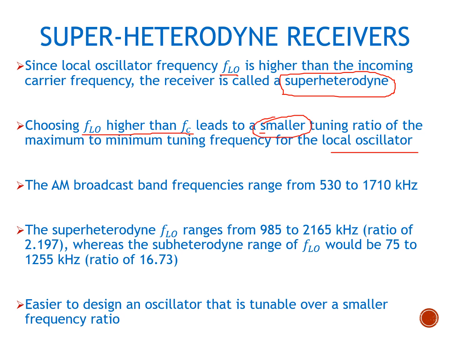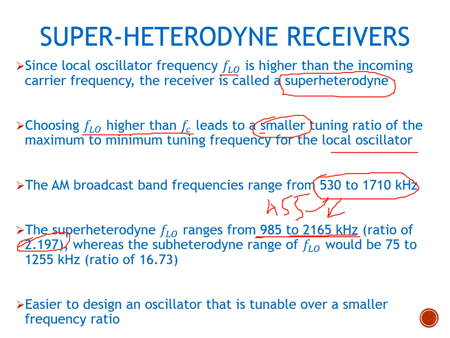The AM broadcast band frequencies generally range between 530 to 1710 kilohertz. Now the super heterodyne FLO would range between these two values, 985 to 2165 kilohertz. How do we get this range? We add 455, the IF frequency, to these bands, and so we get these values. Now the ratio between the maximum, which is 2165, to the minimum 985 is in this case 2.197.